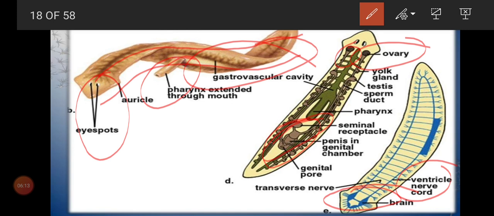As we have learned human male and female structure in 10th standard, no? So seminal receptacle is there, penis is there, and ovary is there. And yolk gland is there. So both male and female are present in the same organisms. In your level you want to remember that alone. So you want to remember sexes are not separate, they are present in the same organisms, and we know pairing is also present. So this is the structure.